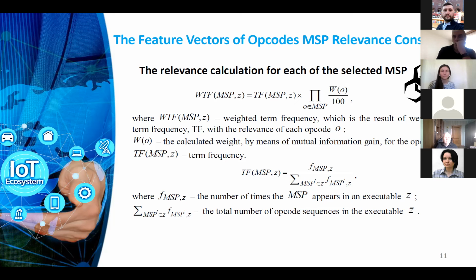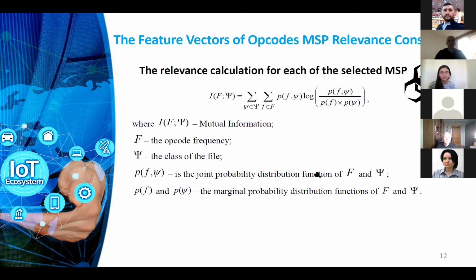Term frequency assesses the importance of maximal sequential patterns within an IoT software executable. The weight of every opcode is based on the calculation of mutual information, which is a measure of statistical dependence of two variables. In this case, they are the single opcode and whether or not the software was malware.